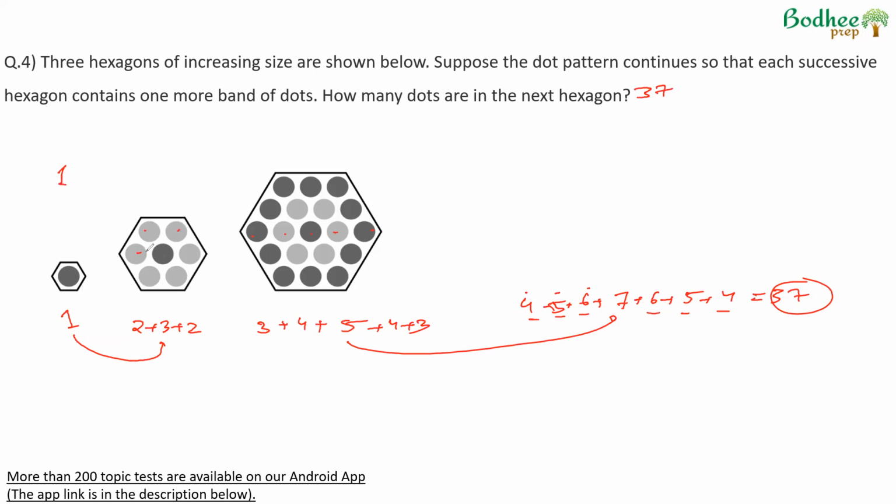Here it becomes 1, 2, 3, 4, 5, 6, 7. Basically 1 plus 6. Here it becomes 1, 2, 3, 4, 5, 6, 7. Or just look at the extra number of dots: 1, 2, 3, 4, 5, 6, 7, 8, 9, 10, 11, 12. So 1 plus 6 plus 12. And therefore, basically, a multiple of 6 is being added. So the next will be 1 plus 6 plus 12 plus 18, which is again 37.